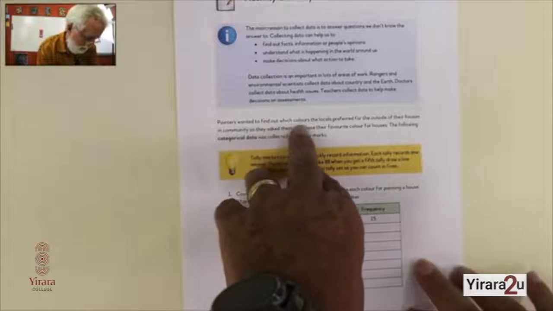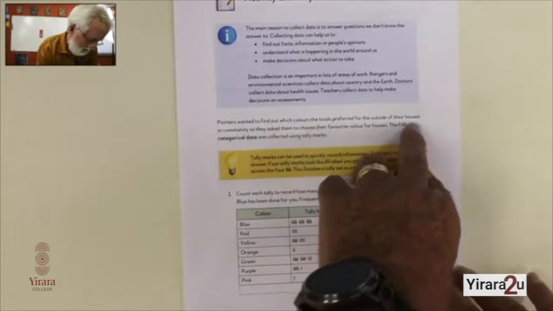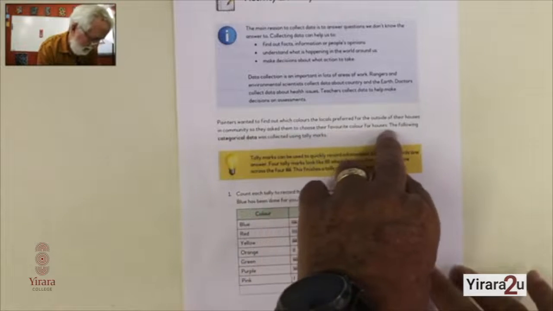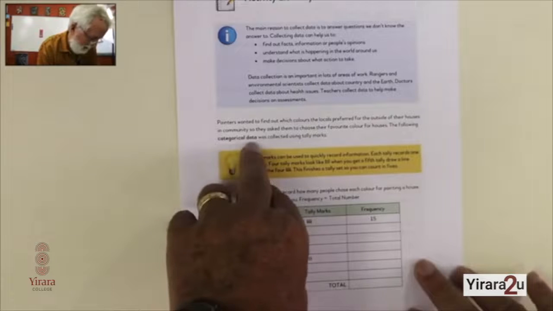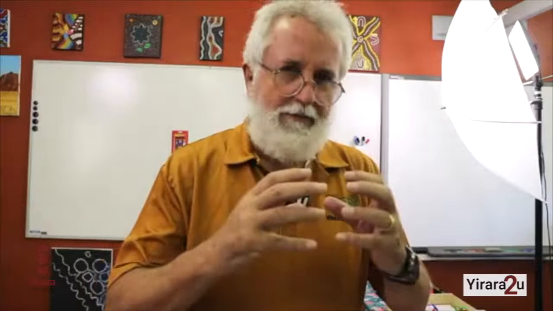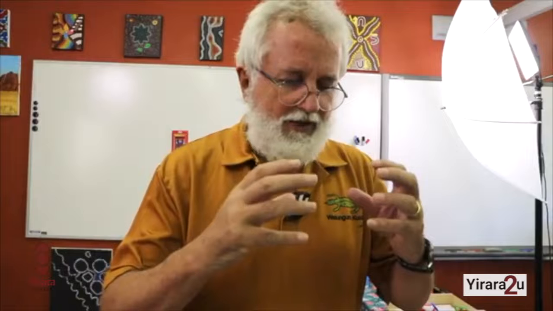Painters wanted to find out which colour the locals preferred for the outside of their houses in community. So they asked them to choose their favourite colour for houses. The following categorical data was collected using tally marks. Do you remember? So we're going to look at some categorical data. Do you remember what the other sort of data was that I talked about yesterday? This has got to do with categories. Categorical, it's like grouping things together. And here we've got houses that are painted in certain colours.